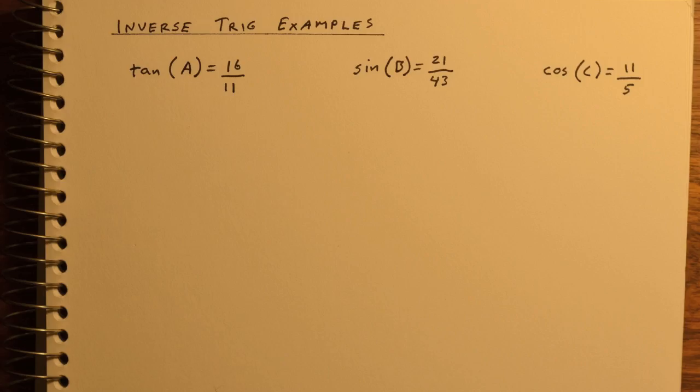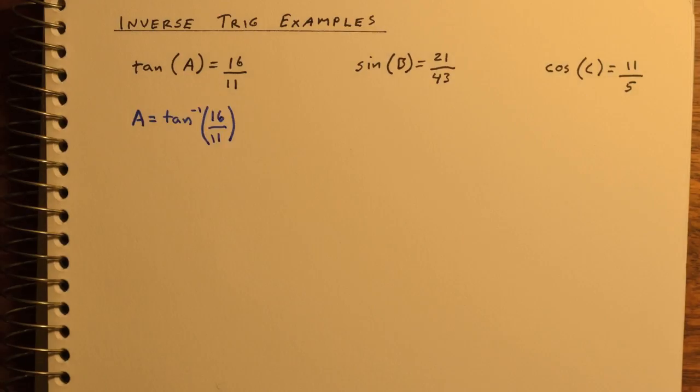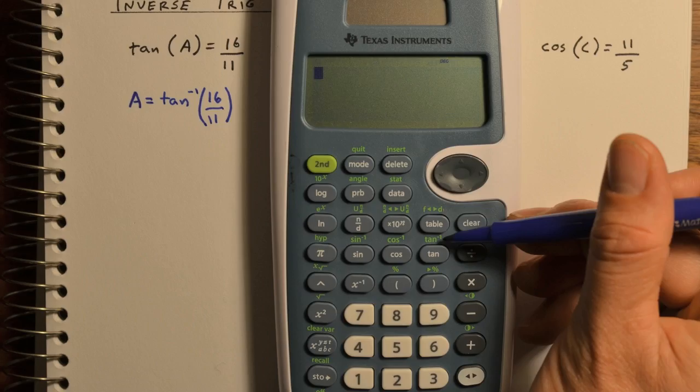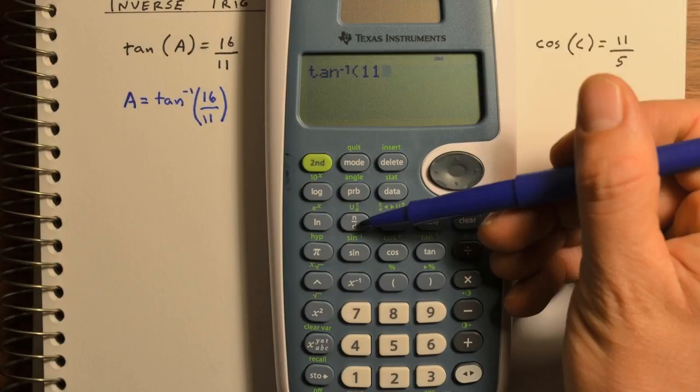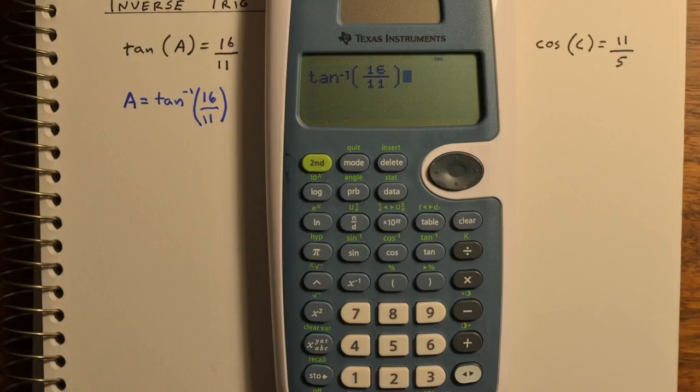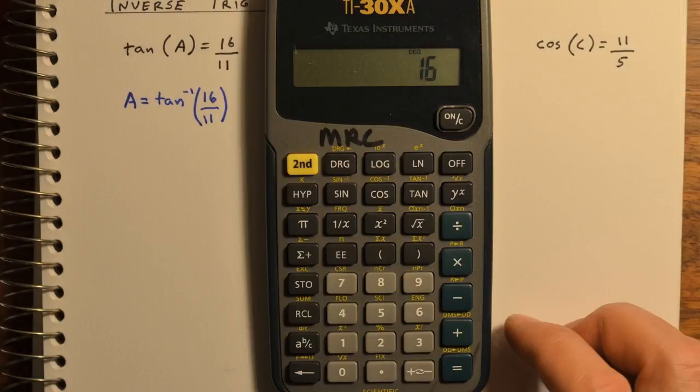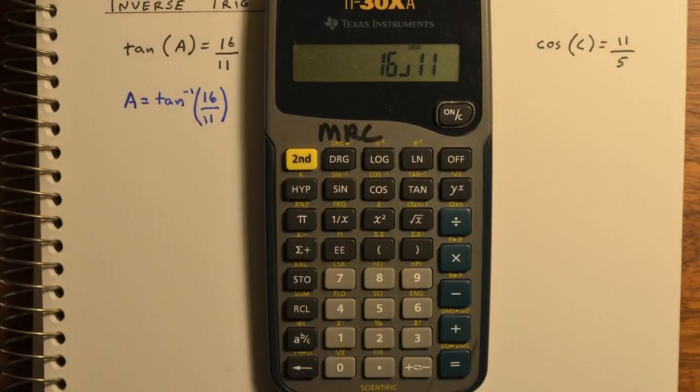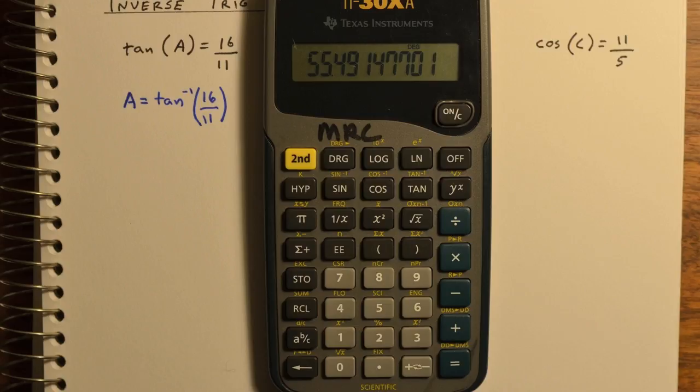So some examples here. Take a minute, jot these down. We'll work through them one by one. The first equation, we have tangent of angle A is 16/11. So that means A is the inverse tangent of 16/11. And so then pulling out your calculator, type second tangent 16/11, which gives us about 55.49. With the TI-30, you'll want to type in 16/11 first, and then take the inverse tangent of that.